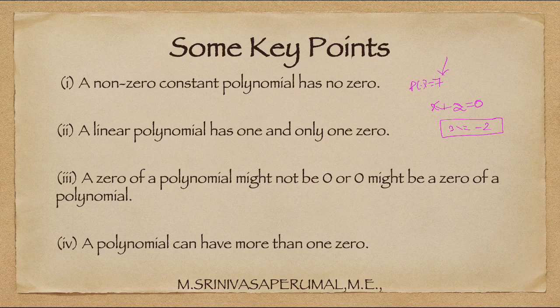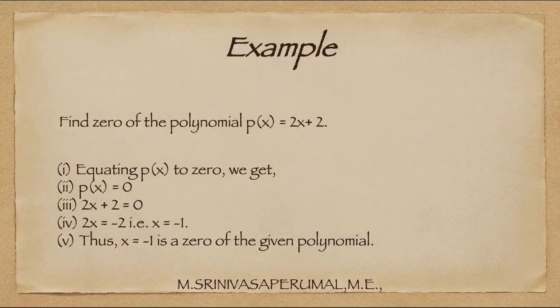The last one, a polynomial can have more than one zero. Maybe x power 3 means it has 3 zeros of the polynomial. So these are some examples. The given question is linear, so just equating to 0, we get 2x plus 2 is equal to 0. Then x is equal to minus 1. So minus 1 is the zero of the polynomial.